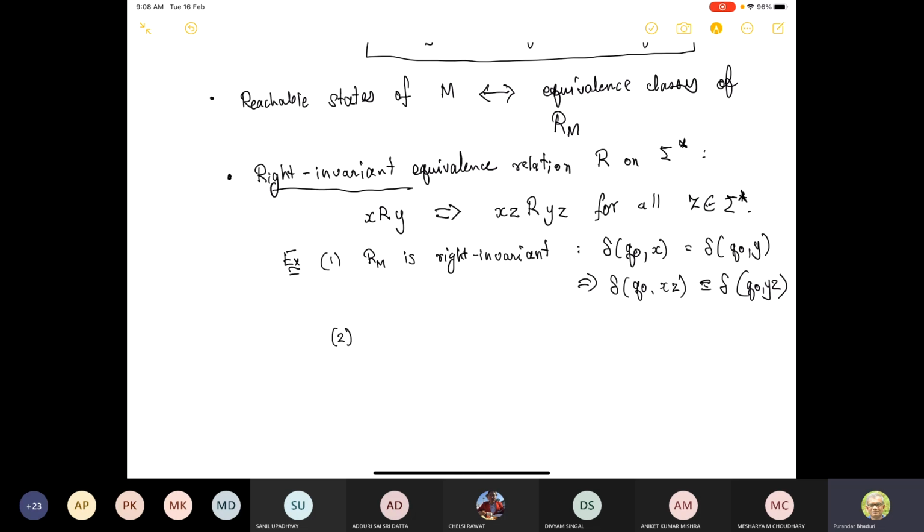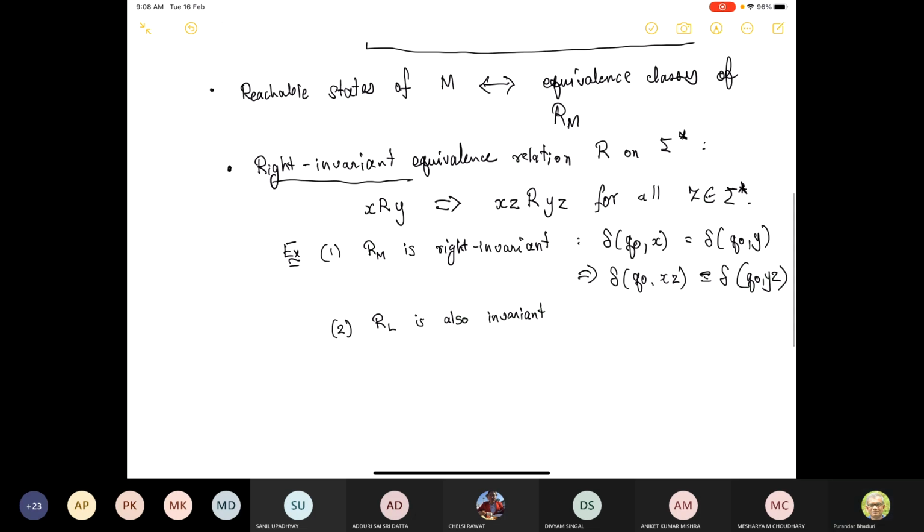And I said something wrong here, which I want to take back. I said RL is not right invariant in general, but RL is also right invariant. And we'll show it while proving the Myhill-Nerode theorem, which we haven't come to yet. So this will be proved later, right?